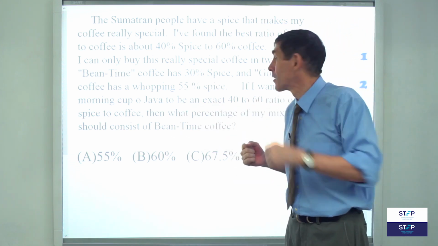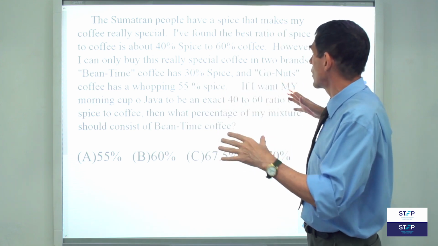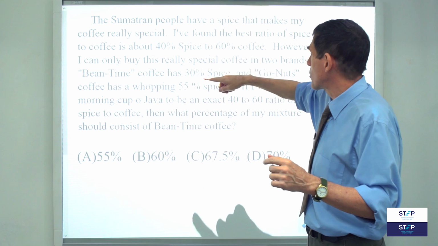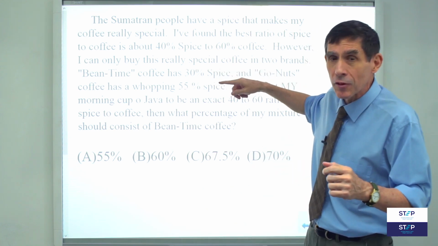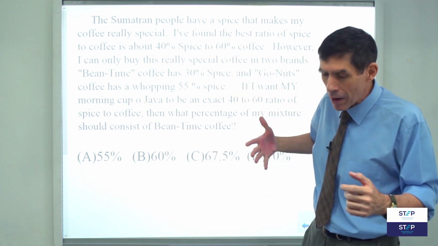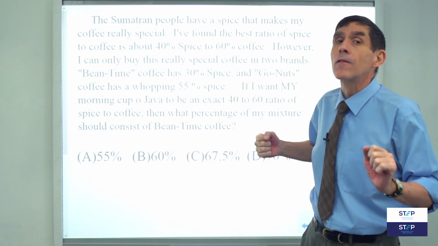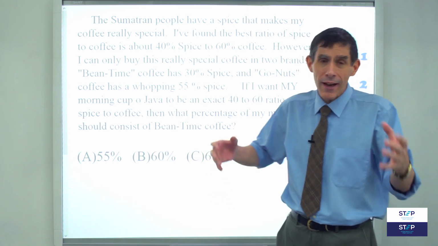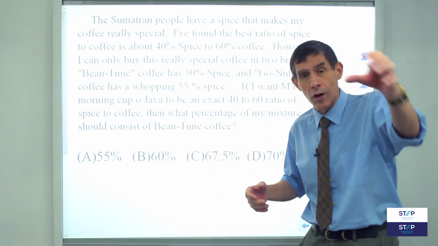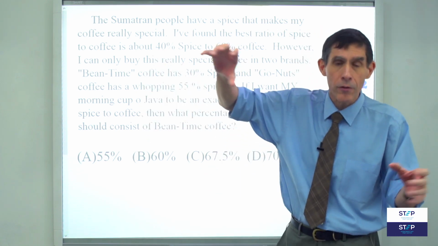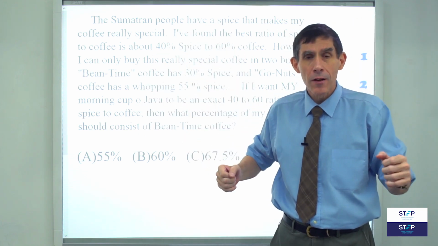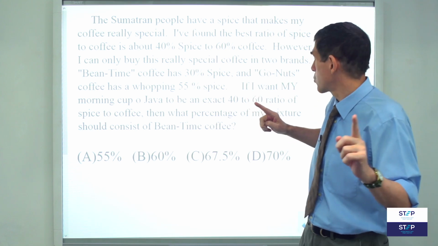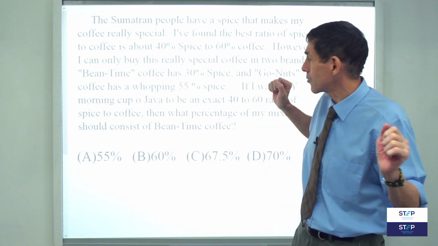Okay, but there's the problem. So you got Bean Time and Go Nuts. 30% spice is in the Bean Time. Go Nuts has 55% spice. Okay, but I want mine to be 40% spice. How do I do that? Well, I can take some packets of the one and some packets of the other and mix them together. But how many of each, what percentage of each will give me my 40% spice?